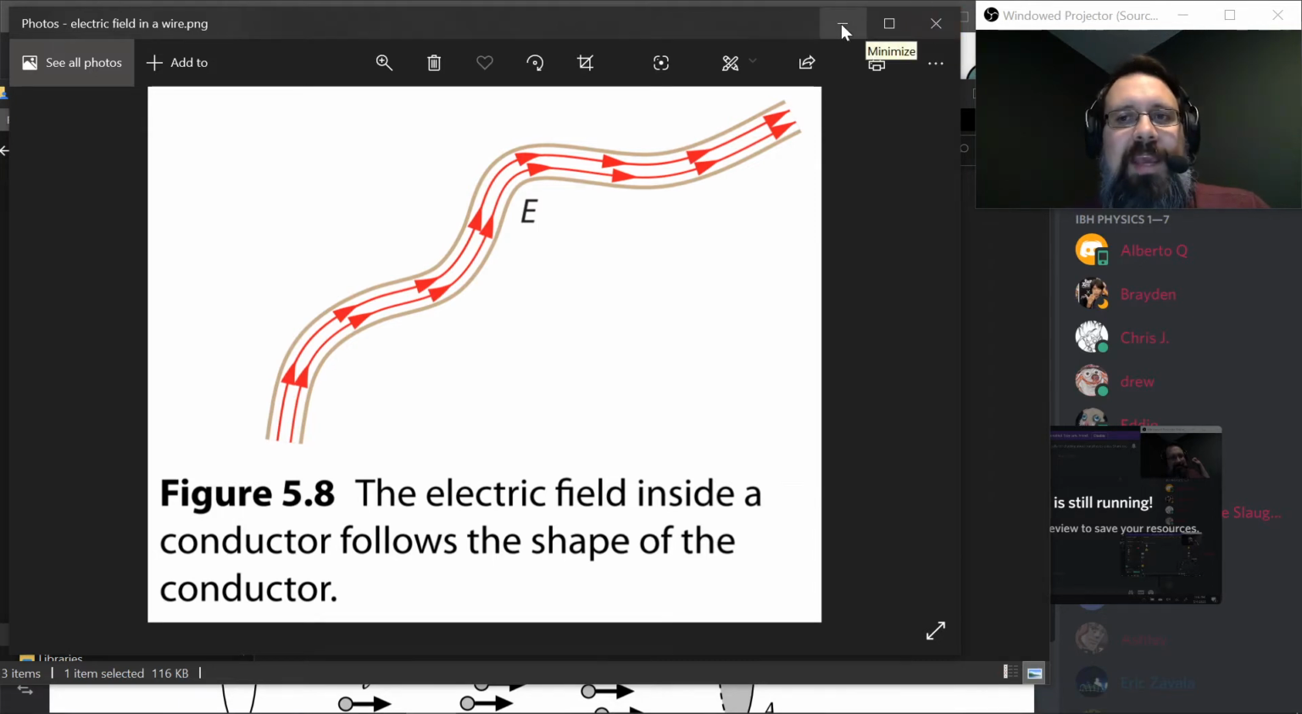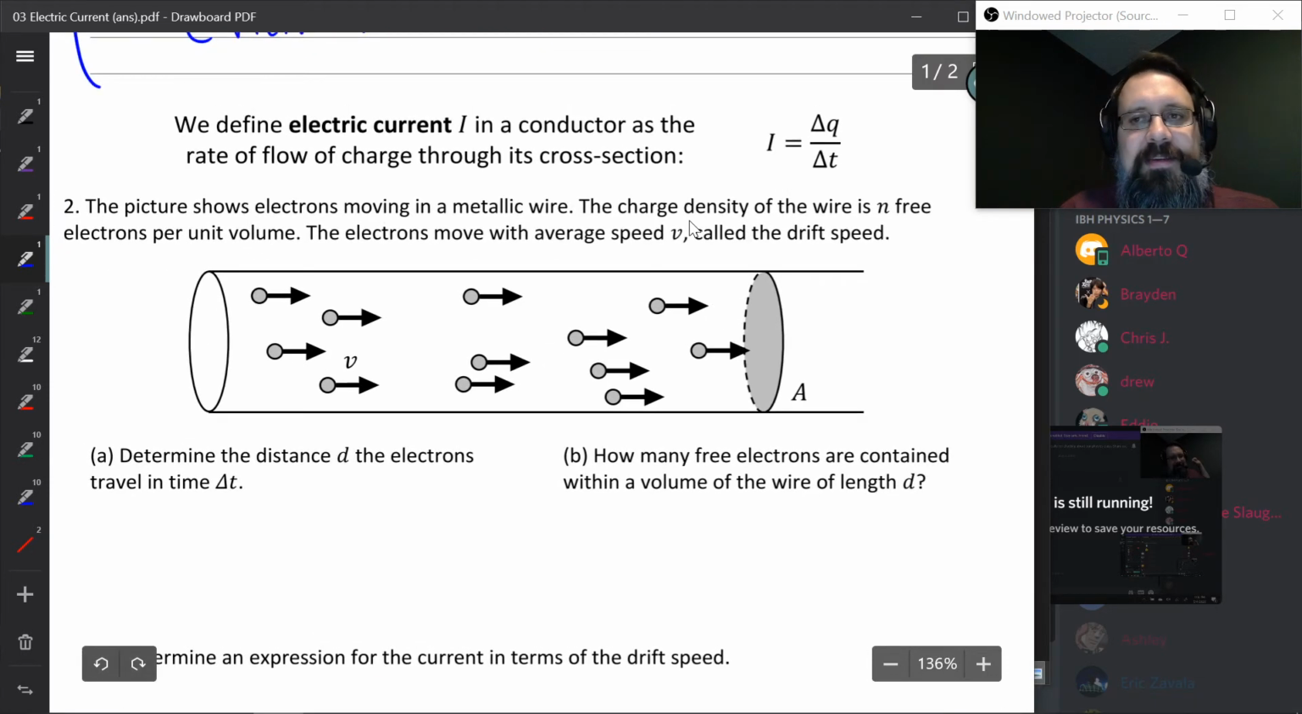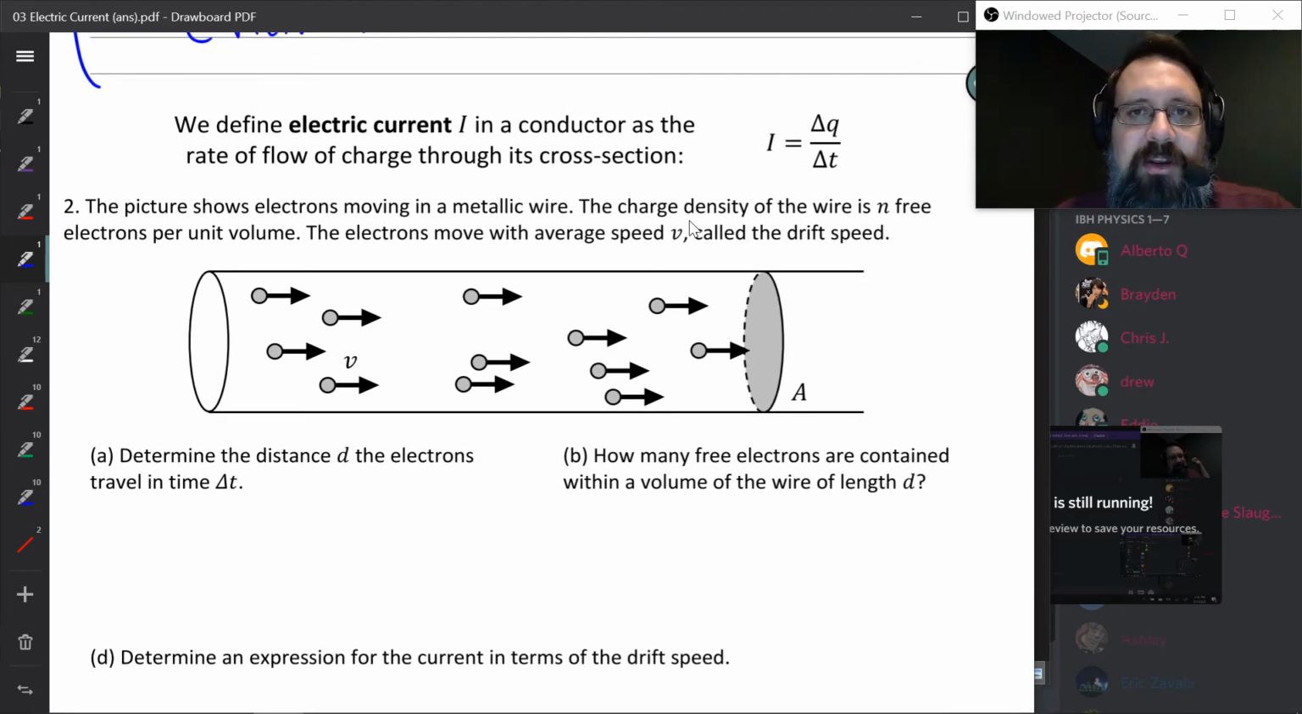So the question that we have is, how fast do the electrons move, and can we figure out a way of quantifying how fast they move? To do that, we have to create this new physical quantity. It's called the electric current, and the symbol for electric current is capital I. And this is all new. This was not taught in ninth grade. The electric current is defined as the rate of flow of charge through a cross section of the wire.